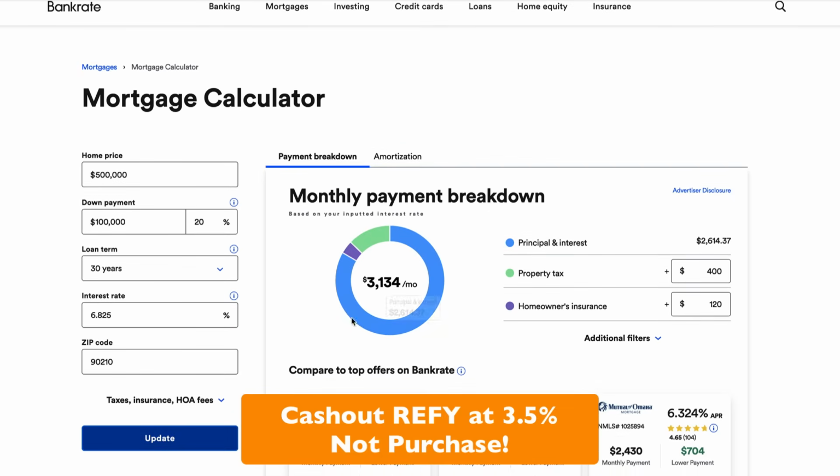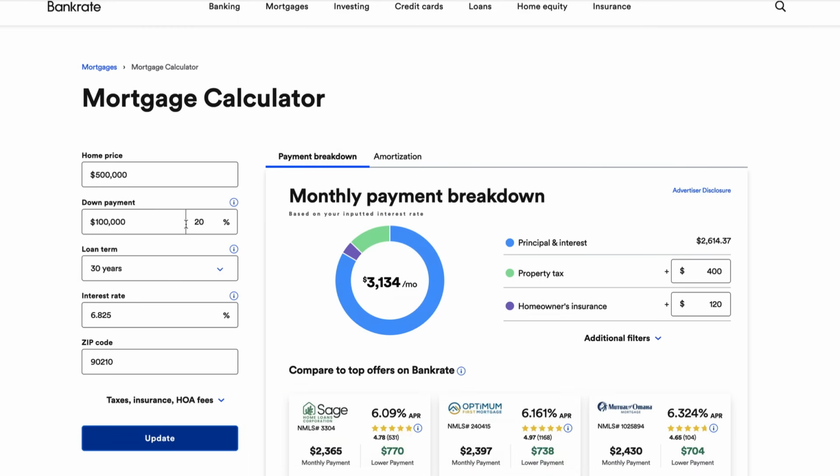And here is a mortgage calculator for a hypothetical $500,000 home. Not everybody has such high taxes, so I estimated about $4,800 in tax per year and like $1,500 in insurance, and that still comes to about $3,100, and that's with an almost 7% interest rate.